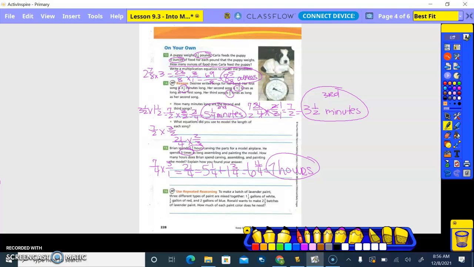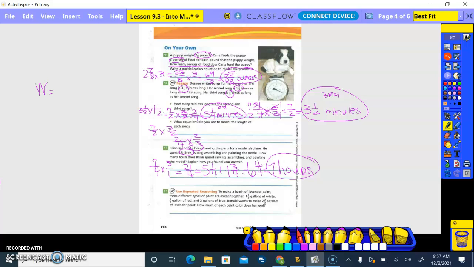Number 16, use repeated reasoning. To make a batch of lavender paint, 3 different types of paint are mixed together: 1.5 gallons of white, 1/2 gallon of red, and 2 gallons of blue. Ronald wants to make 2 2/3 batches of lavender paint. How much of each paint color does he need? So basically, we're going to take each one of those times 2 2/3, right? Okay, so you guys can write down there. I'm going to write over here.